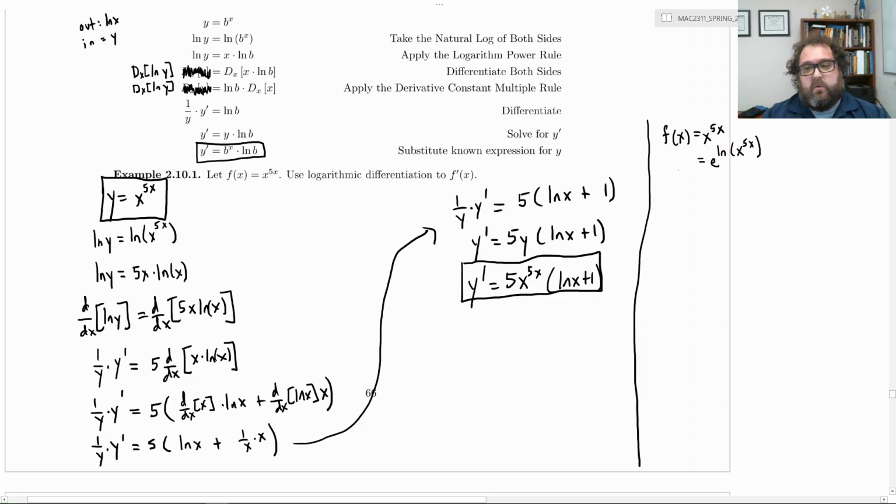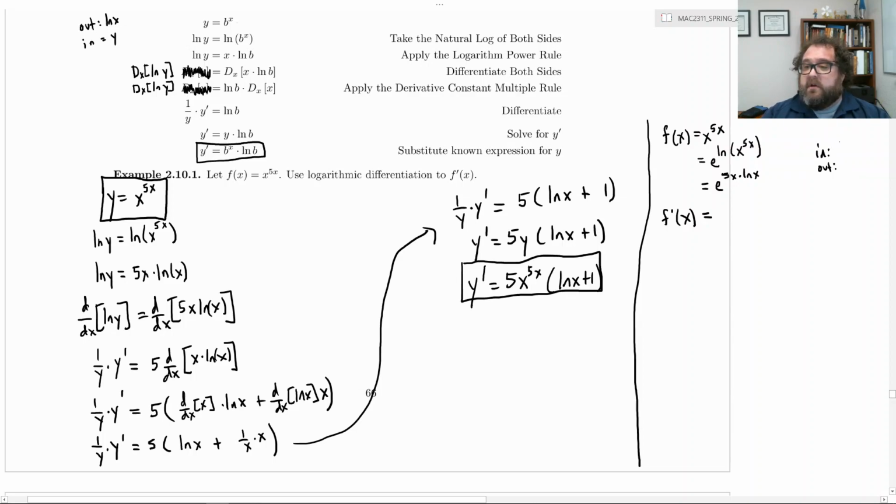But here's what we can do further. We can again use that same power property and say this is equal to e to the 5x times natural log x. So we brought the exponent out in front of the logarithm. Once we've done this, now we can find f prime by applying the chain rule. So f prime, notice this is composite. So maybe over here, let's write the inside and outside function.